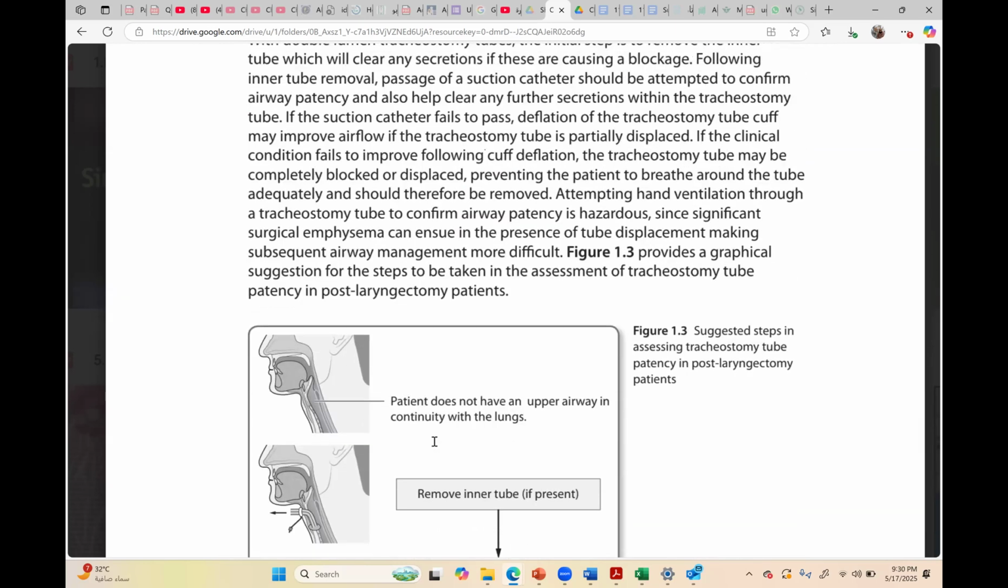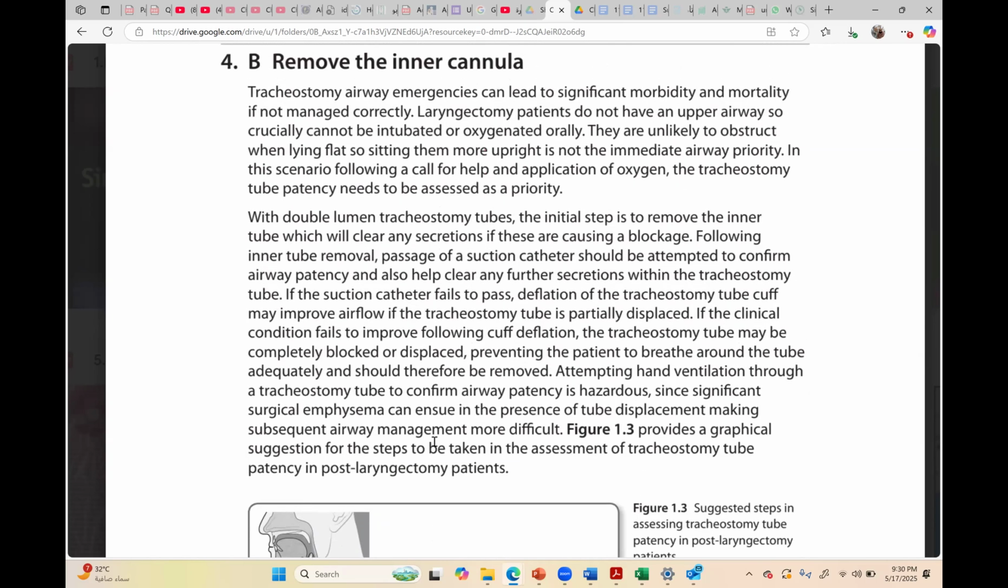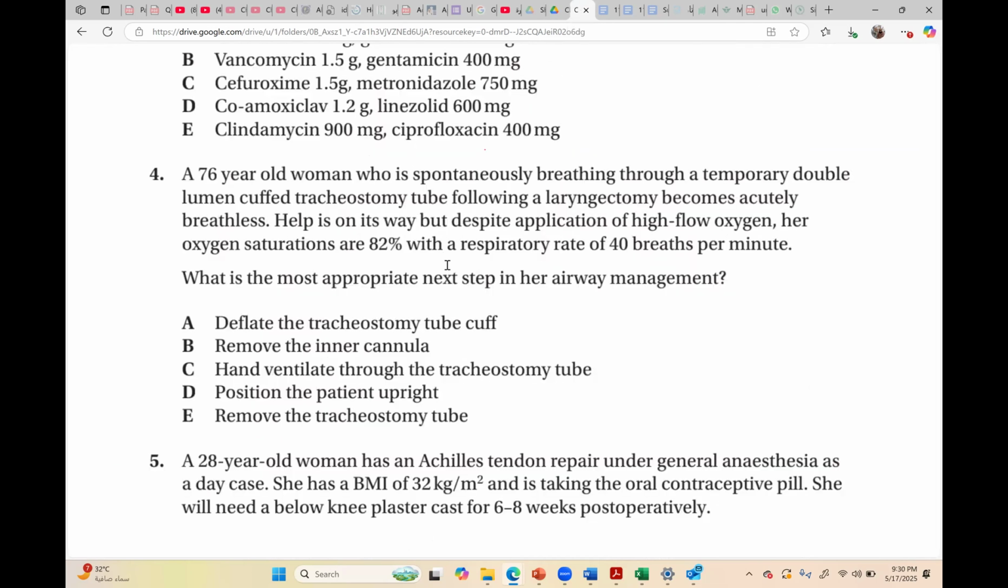So actually, the learning points for you: there is an algorithm for tracheostomy tube blockage, so you can review that. And again, I tell you, call for help, 100% oxygen, and what you should be doing is the priority. The way the question is asked, maybe the next step answer is different and the best step will be different.